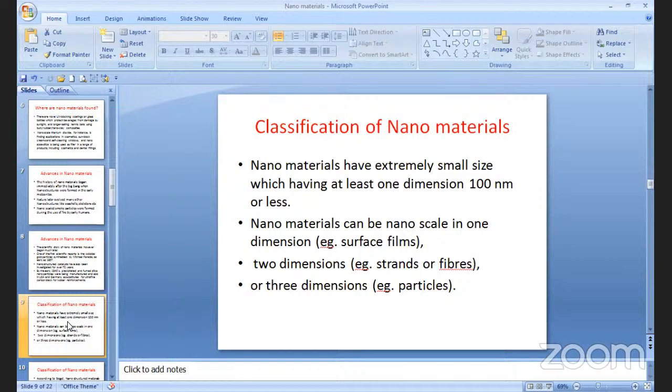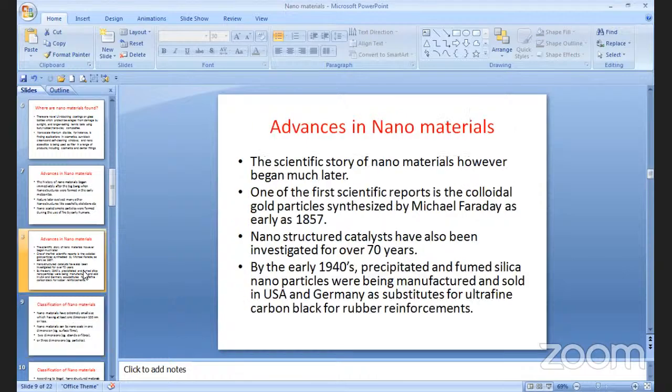In 1976, for the first time, nanocrystals produced by the popular inert gas evaporation technique were published by some scientists. Recently it has been found that the Maya blue paint is a nanostructured hybrid material. So like this, nanomaterials have advanced, that means they have been invented.